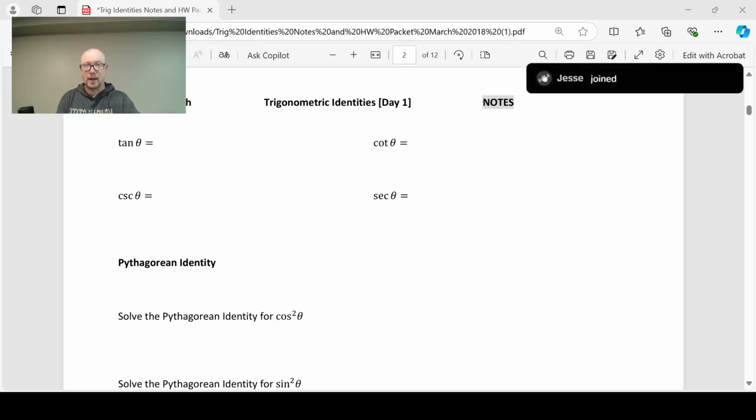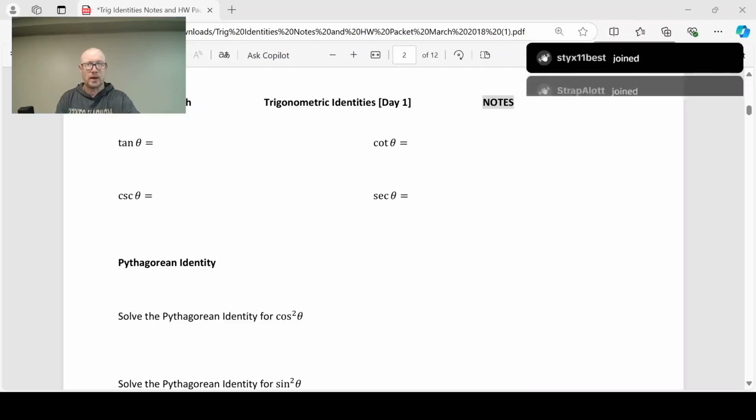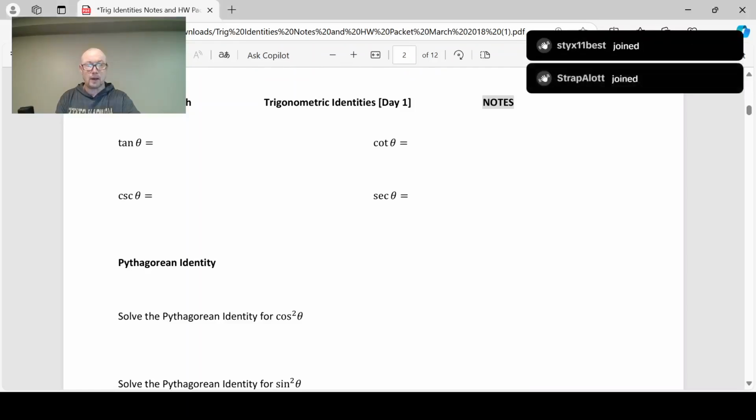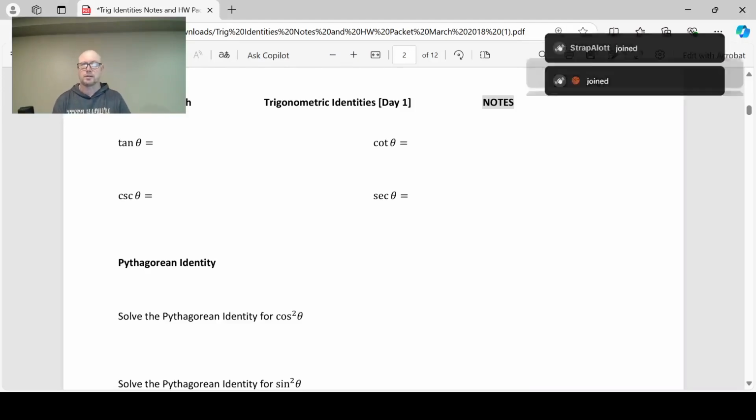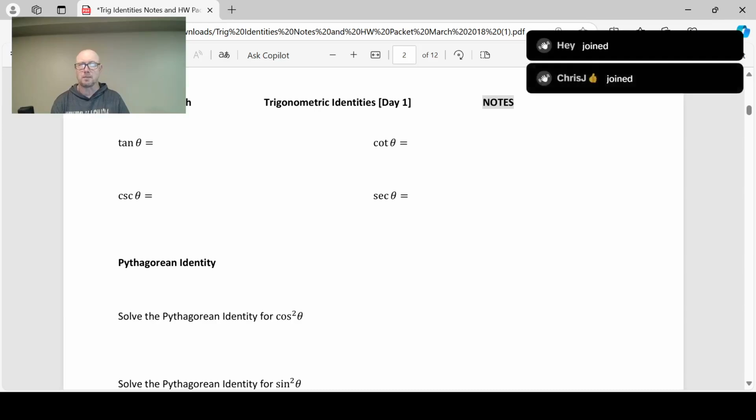You are looking live at Trig Identities. What I'm going to do is simplify trig identities for you here, so this will be some practice with that. In my first part, we want to simplify tangent theta.